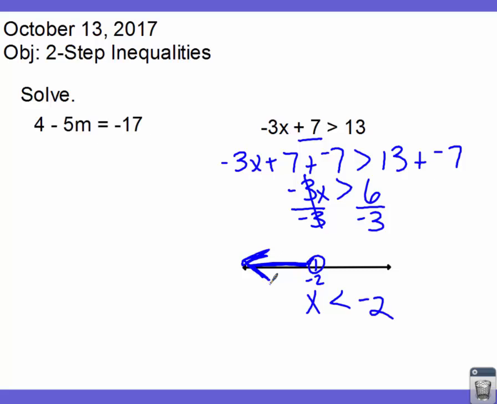So if I picked a value inside this solution set, say -3, because that would be part of this solution set, I could come back and plug it into this inequality. -3 times -3 plus 7, is that greater than 13? Well, -3 and -3 make 9, so 9 plus 7 actually gives us 16. Is 16 greater than 13? And yes, it is, so that means that this answer works. And that's what we're working on today, is just solving two-step inequalities.